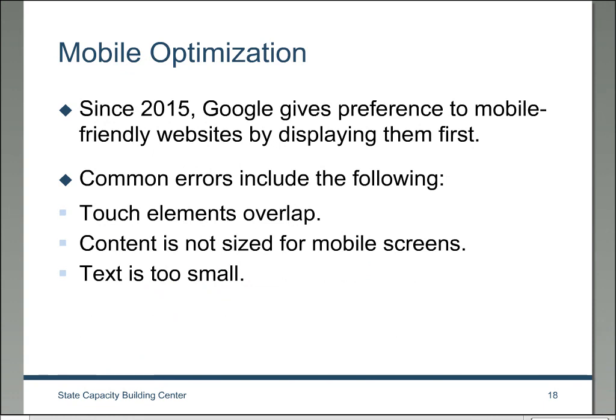Mobile optimization is also a big factor in SEO. Since 2015, mobile-friendly websites actually get preference in Google's algorithm. And so we see different errors that often appear in websites, such as touch elements overlapping. So this might be two different buttons on a website that on a mobile device touch each other, so the user can't actually select one of the buttons.